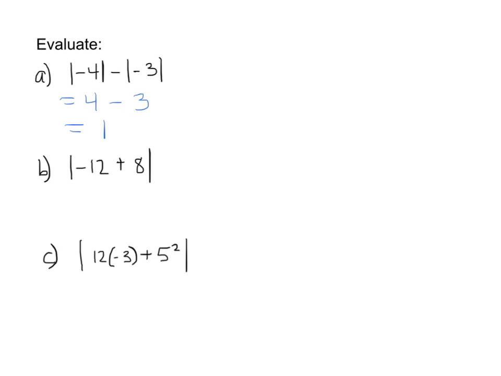In the second one, those absolute value signs act as brackets. So you do the stuff that's inside first, and then take the absolute value. So you don't do the absolute value of negative 12 and the absolute value of 8 and add them. You do negative 12 plus 8, which is negative 4, and then do the absolute value of that, which is 4.